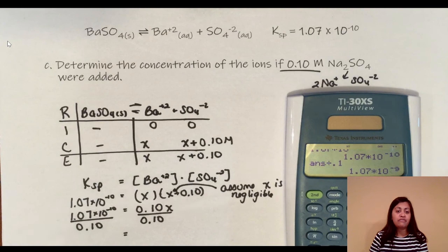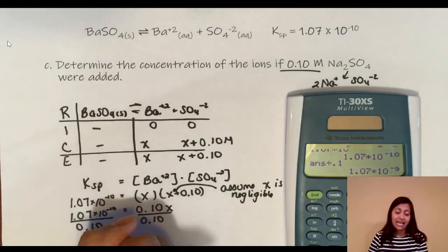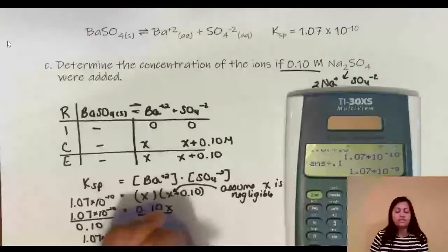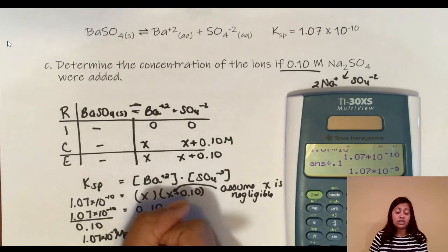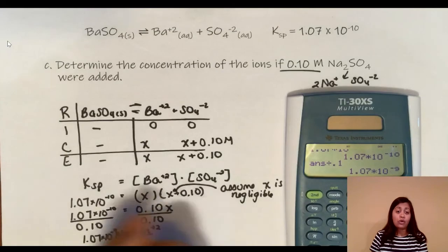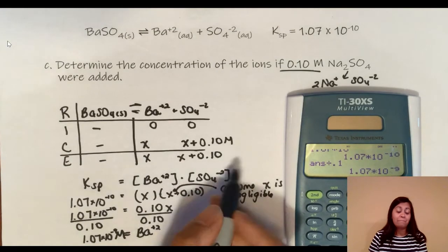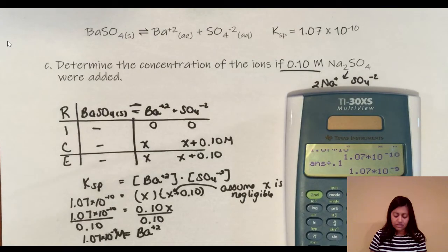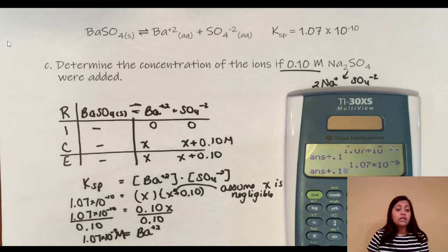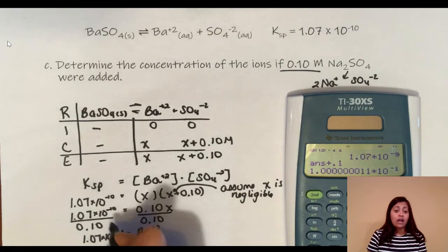When you have times 10 to the negative 10th divided by a decimal, think about that decimal as 1.0 times 10 to the negative 1. When you divide scientific notation, you're essentially subtracting the exponent. So it's negative 10 minus a negative 1. That should give you a negative 9. So again, you wouldn't necessarily need your calculator for this part. So your answer for your barium ion is 1.07 times 10 to the negative 9th molar.